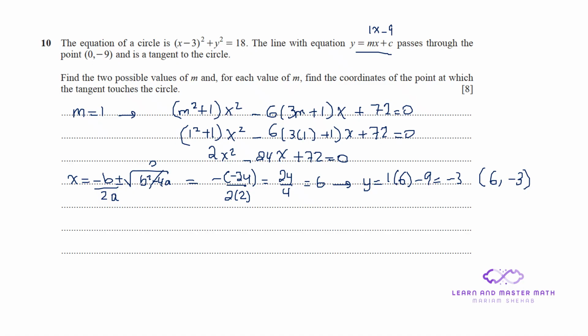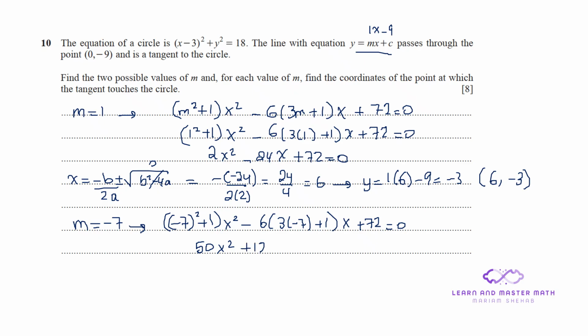Now we go to m equal negative 7 and repeat the working out. We'll get (negative 7 squared plus 1) x squared minus 6 times (3 times negative 7 plus 1) x plus 72 equal to 0. Do the simplification here. You'll get 50x squared plus 120x plus 72 equal to 0.